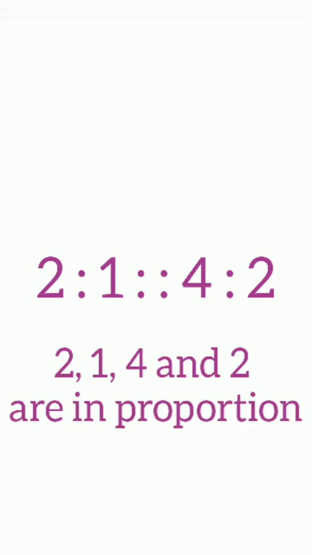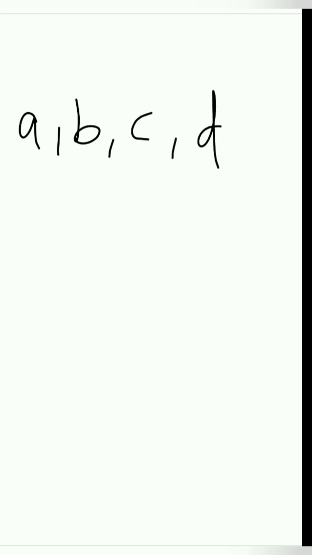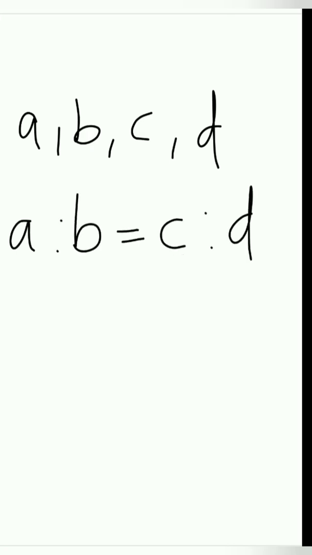Here the ratios 2:1 and 4:2 are in proportion. We can also see that the numbers 2, 1, 4 and 2 are in proportion because the ratio of the first 2 numbers is equal to the ratio of the last 2 numbers. So in general, we can say that the numbers A, B, C and D are in proportion if A is to B is equal to C is to D. Here A, B, C and D are the first, second, third and the fourth terms of the proportion respectively.